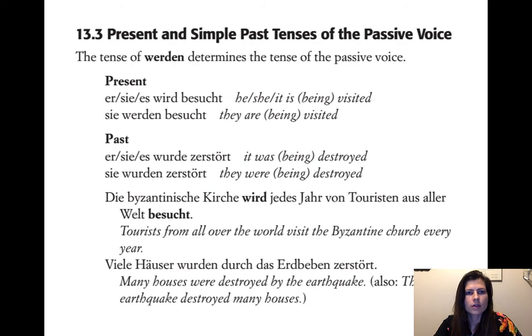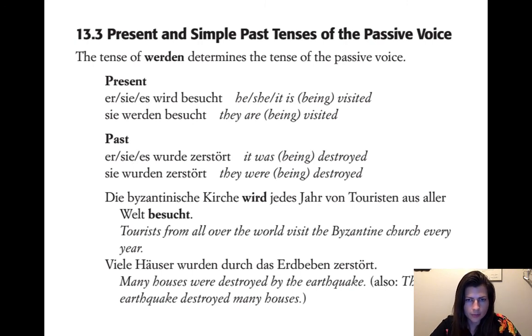Yeah. So then we have some more examples of the werden. I had a whole list of these before, but here they are summarized in the book. So, wird besucht, he is being visited. Sie werden besucht. You have to, of course, know how to conjugate werden for the tense that you want, and to match the subject, whatever the subject is. So wird versus werden. Es wurde zerstört, it was destroyed, and then sie wurden zerstört, they were being destroyed. So you got to make sure that always matches whatever the subject is.